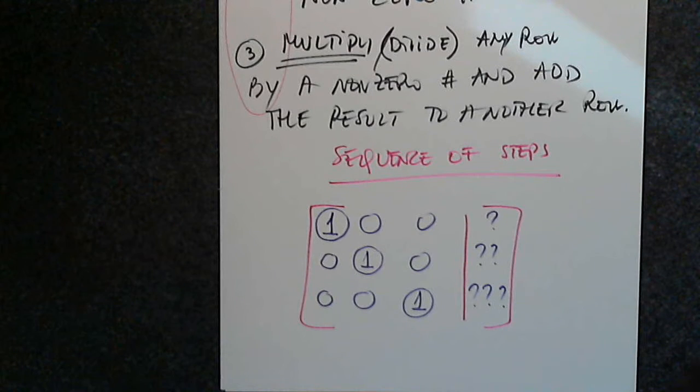So one more time. 1 will help us get the corresponding zeros. Then 1 will help us get the corresponding zeros. And finally, 1 will help us get the corresponding zeros. No deviation from the steps.